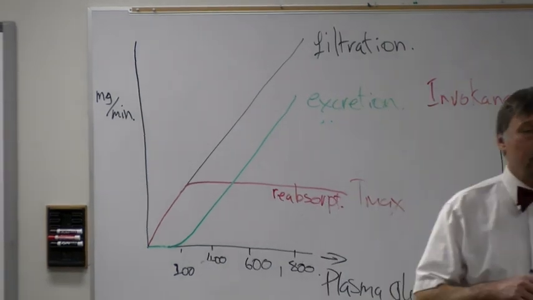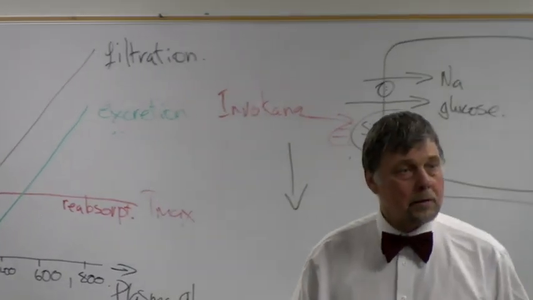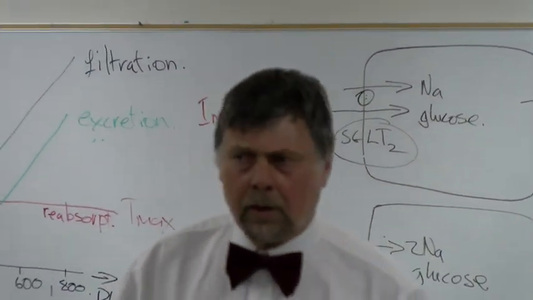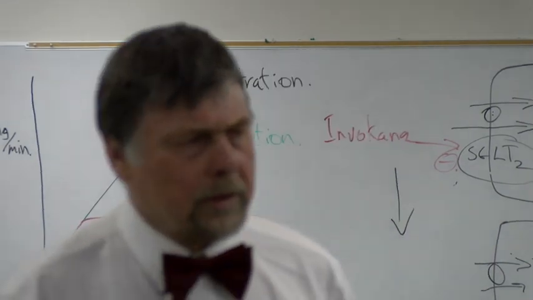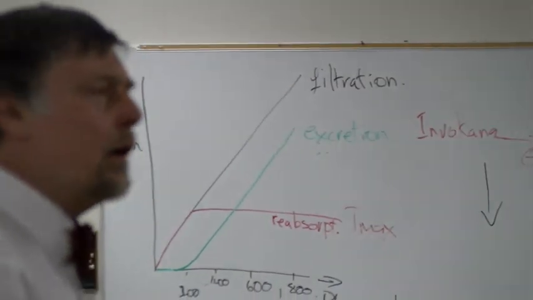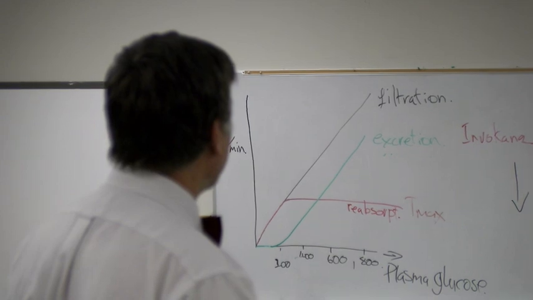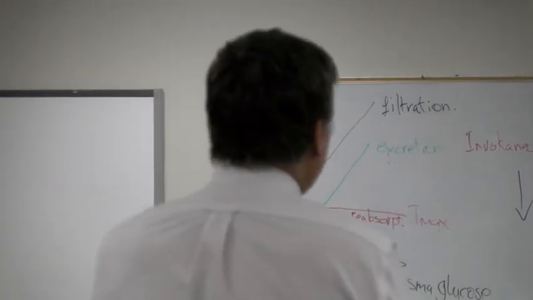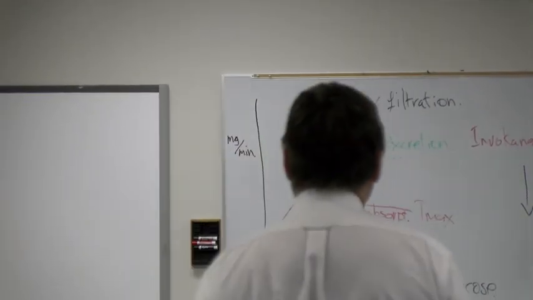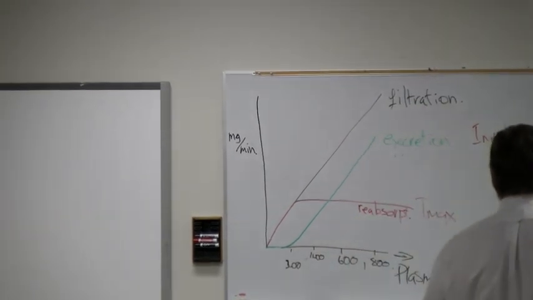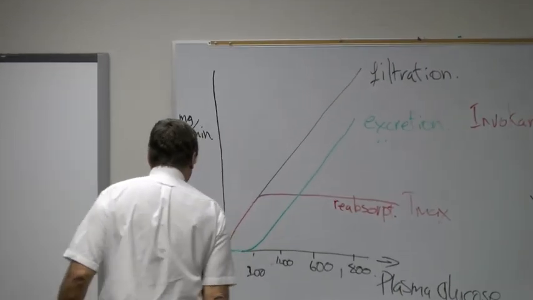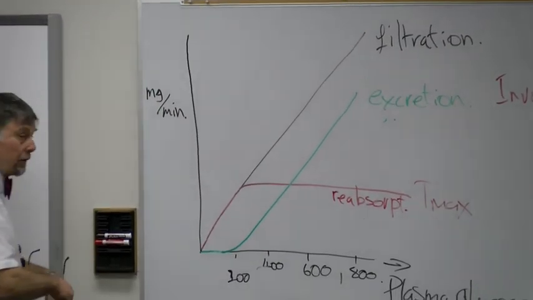Yes, sir? Are there any cases where the lines themselves might shift or tilt? I'm not sure I really understand the question. Like any long-term pathologies, which will change, I guess, your filtration rate, your excretion rate? Oh, any long-term pathologies? Well, certainly, yeah, the first one that comes to mind is the Fanconi syndrome.